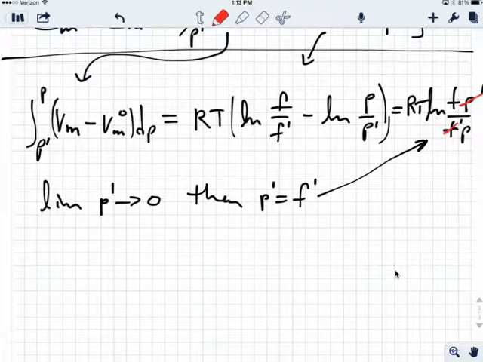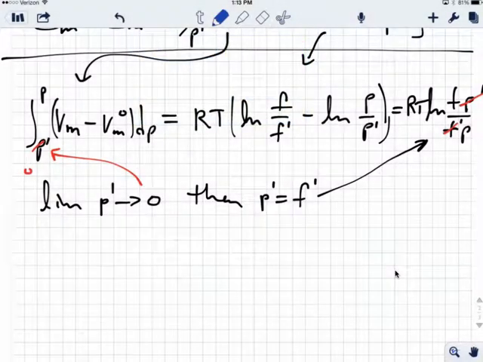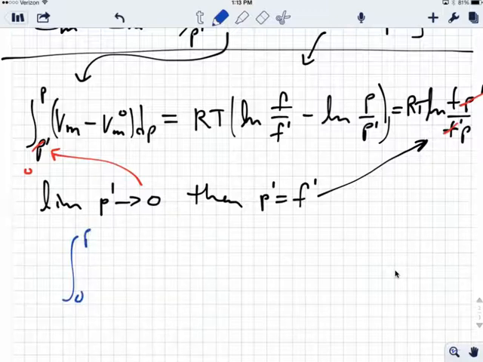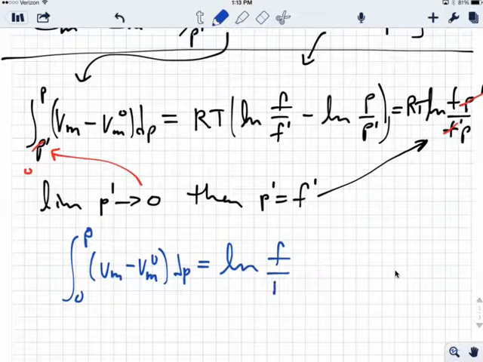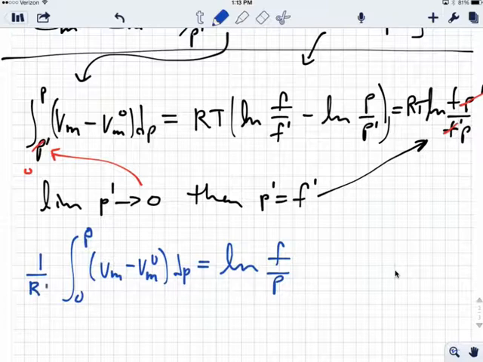And we're going to then set this integral to 0. So I will rewrite that here, integral from 0 to pressure. And again, this will stay the same. The molar volume of the real gas minus the molar volume of the ideal gas is going to equal natural log of fugacity divided by pressure. And notice I'm missing an RT term. I'm going to put that over on the left-hand side just for convenience.